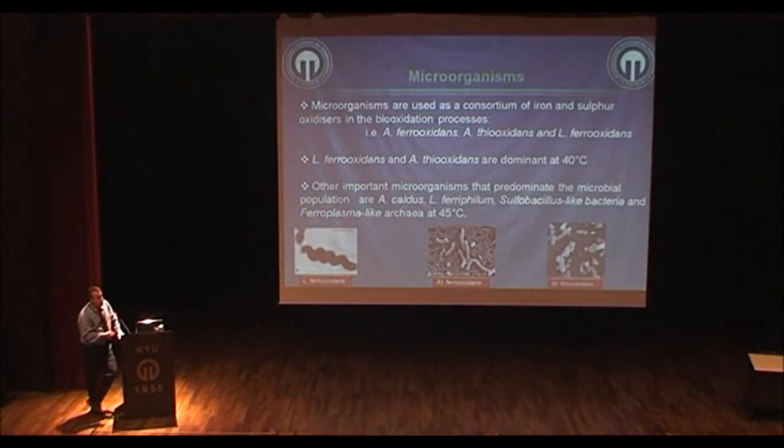These microorganisms are used as a consortium, in other words, as mixed cultures of iron and sulfur oxidizers in the biooxidation process. For example, in the BIOX process, Acidithiobacillus ferrooxidans, Acidithiobacillus thiooxidans, and Leptospirillum ferrooxidans are all used together. They have some properties important to biooxidation at different temperatures. For example, Leptospirillum ferrooxidans and Acidithiobacillus caldus are more temperature tolerant, so they dominate the processes at 40 degrees Celsius. Other important microorganisms that dominate the microbial population at 45 degrees Celsius are Acidithiobacillus caldus, Leptospirillum ferriphilum, Sulfobacillus-like bacteria, and Ferroplasma-like archaea.